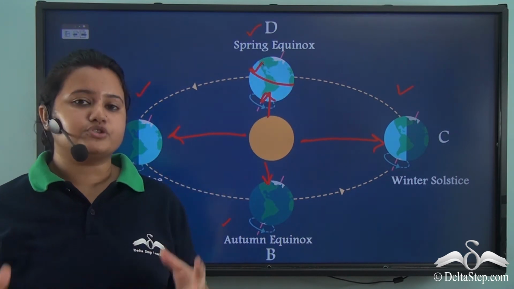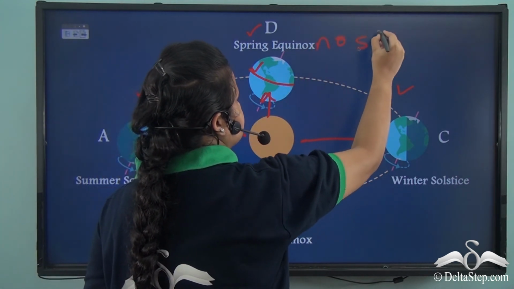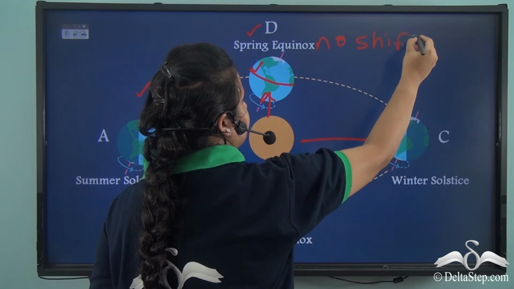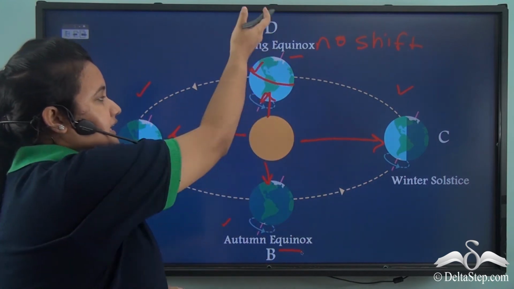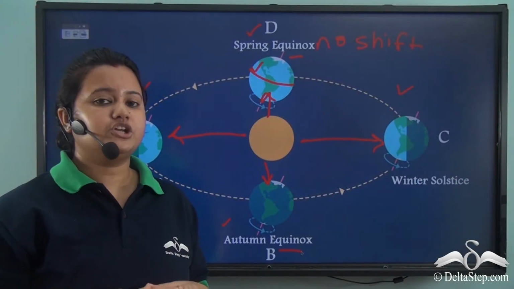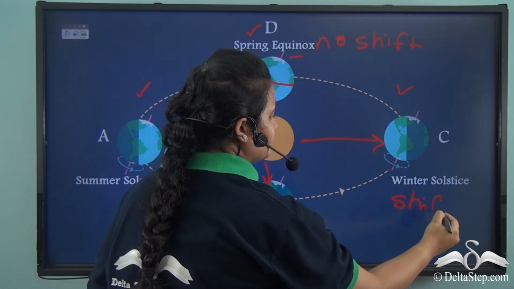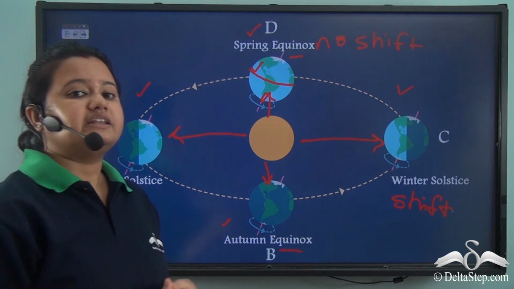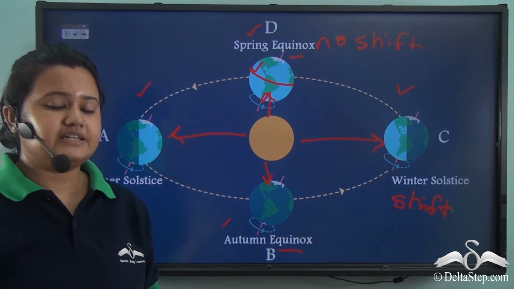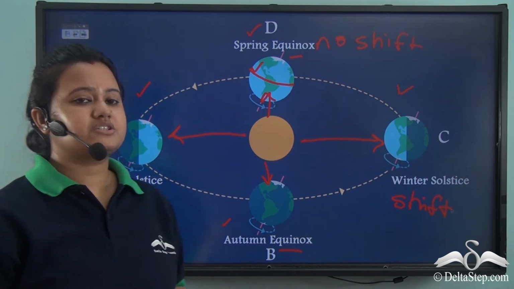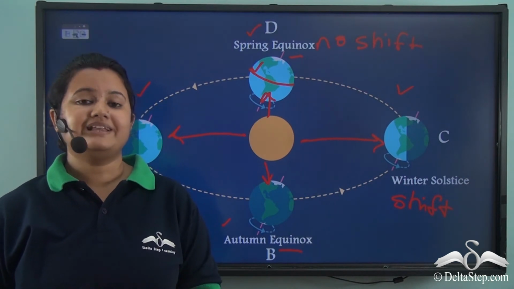So, the position of pressure belts will not shift during the equinoxes, that is at position D and B, while the pressure belts will shift if the sun is vertical over Capricorn or Cancer, that is if there is summer solstice or winter solstice. Now let us see how the pressure belts shift.